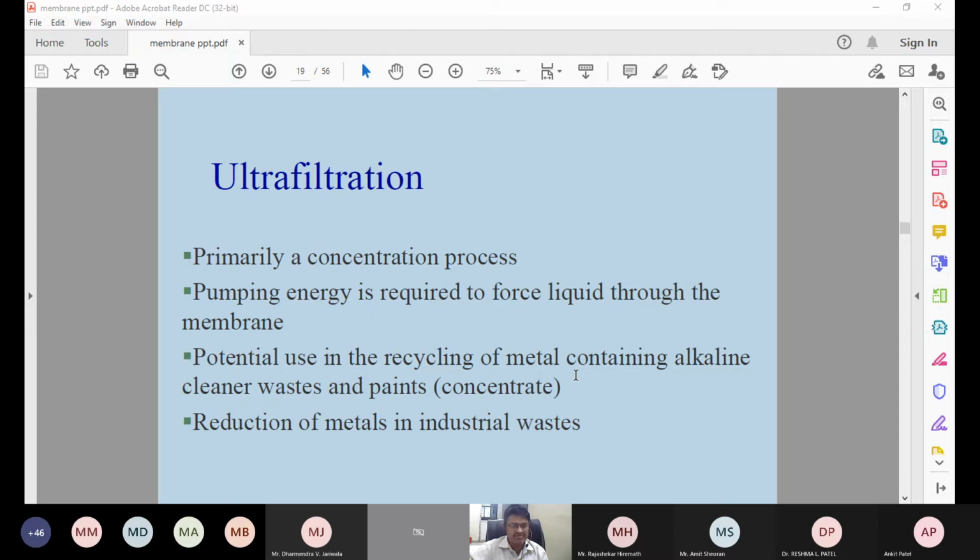Energy is required by forcing the liquid through the membrane, and it is used in the industry for recycling of metal containing alkaline cleaner waste and the paints. So for recycling of metals, we can use this in the industry, and also the reduction of metals in the industrial waste we can use it. Okay, because the metals which are present in the wastewater are near to the suspended solids, so they can be removed by ultrafiltration.